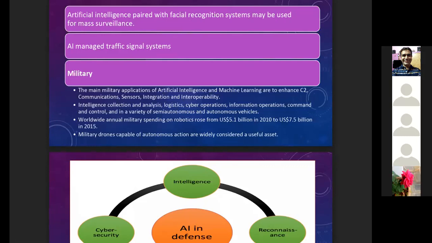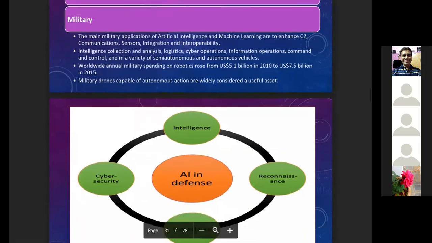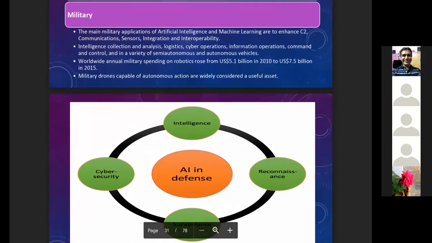Then you have military applications for communication center networks. You use various devices to determine the movement and operations of the enemy. Based on that, you can plan your logistics and the movement of the army accordingly.